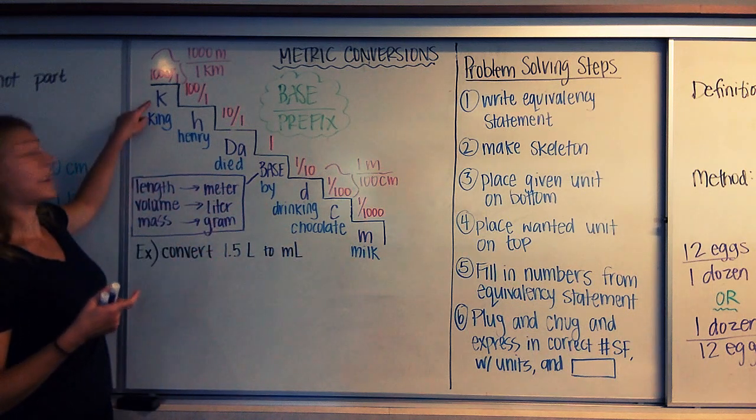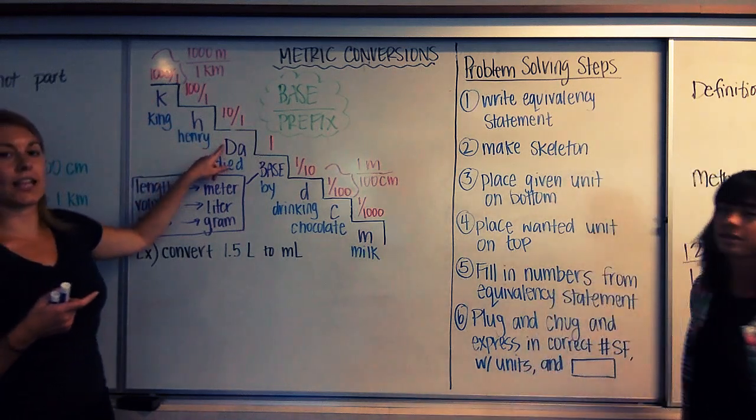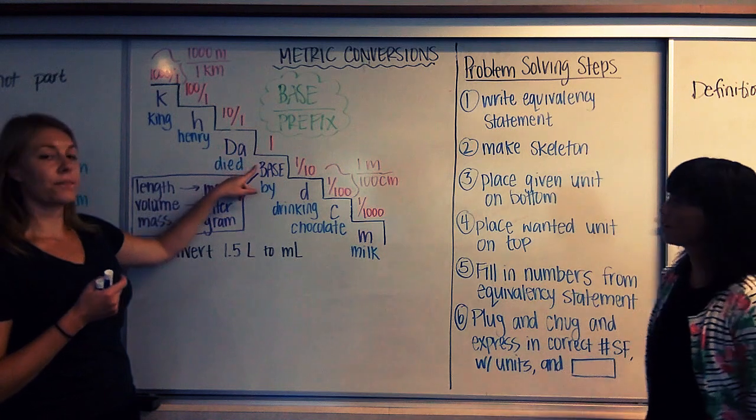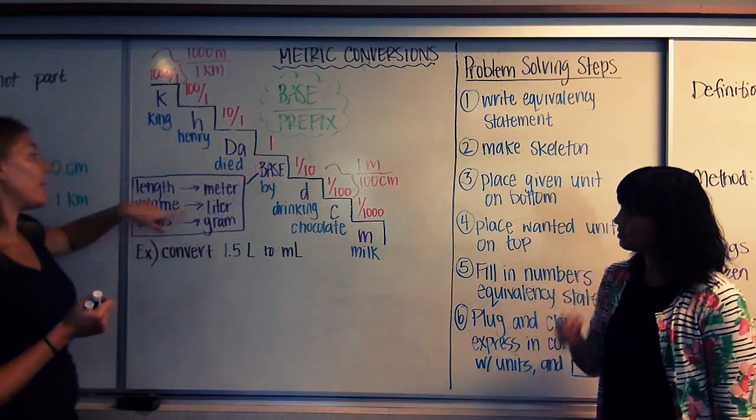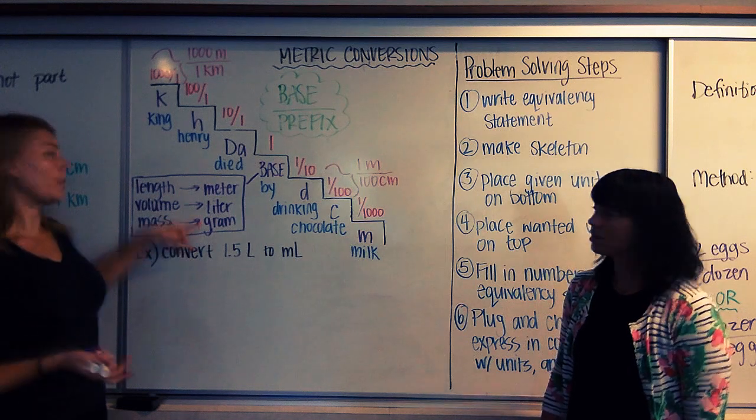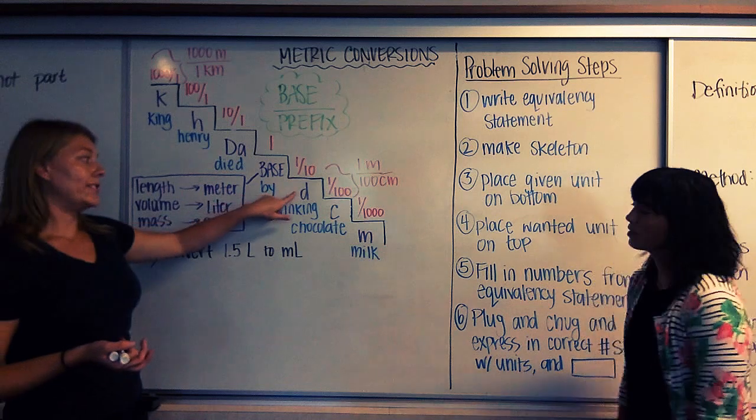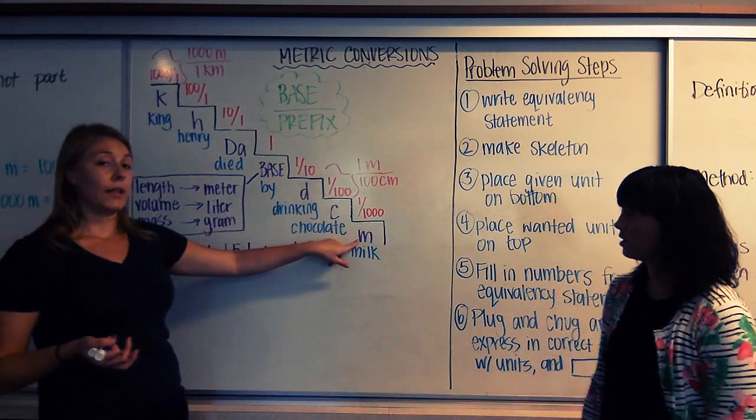The K here stands for kilo, H is hecto, our capital D is deca. Here's our base, all right? Now our base is any of our base units without a prefix on it, right? So meter, liter, or gram. Those are our base units. We have deci, centi, and milli.